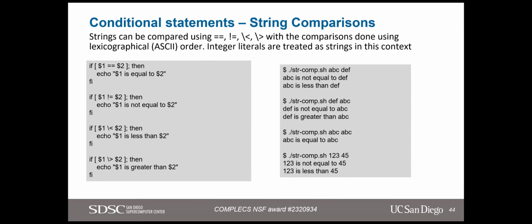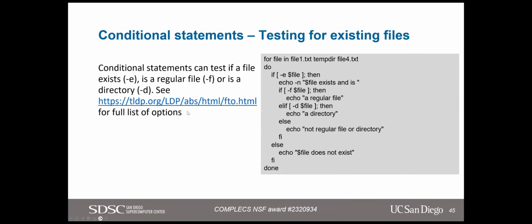String comparisons can be made using equal to, not equal to, greater than, less than. A thing to note with string comparisons is that they work in ASCII order. That means that 1, 2, 3 is going to be less than 4, 5. I'm sorry, I'm hurrying up a little bit because I know I'm very out of time.